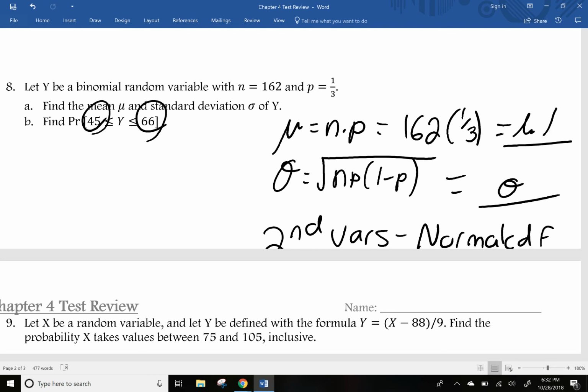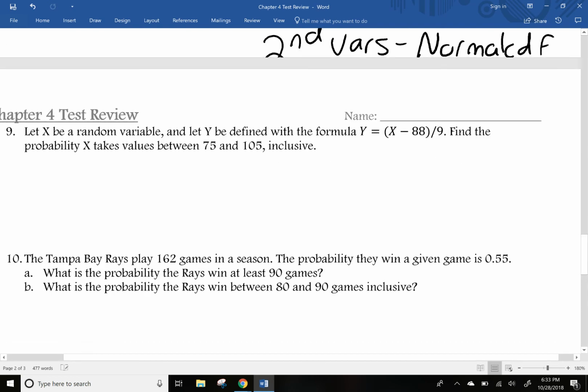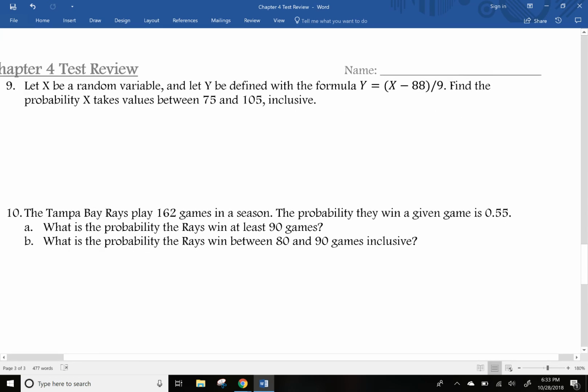So it'll be this number is your mean, this number is your standard deviation, whatever you got when you equated those, and then your lower and upper bounds. You'll be just fine. Let x be a random variable. Let y be defined with the formula y equals (x minus 88) over 9. Find the probability x takes values between 75 and 105.